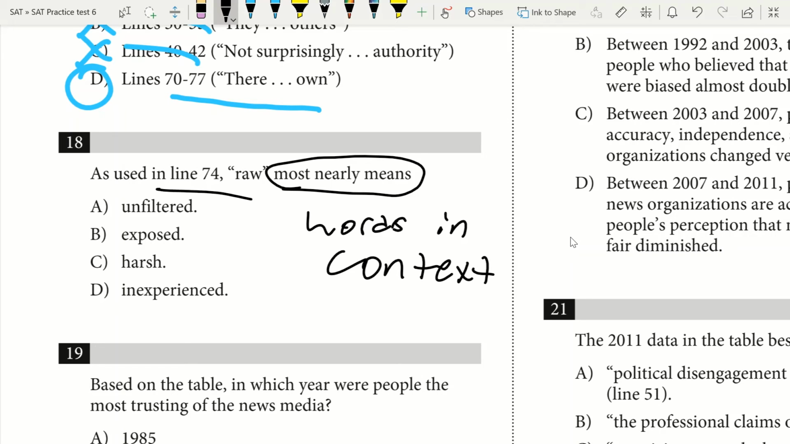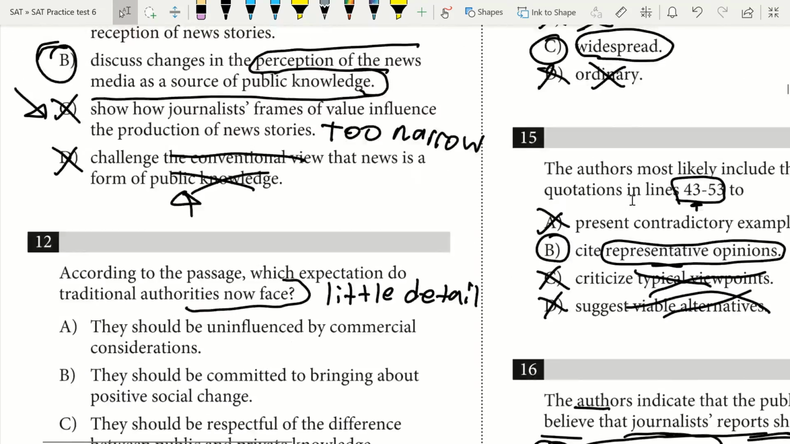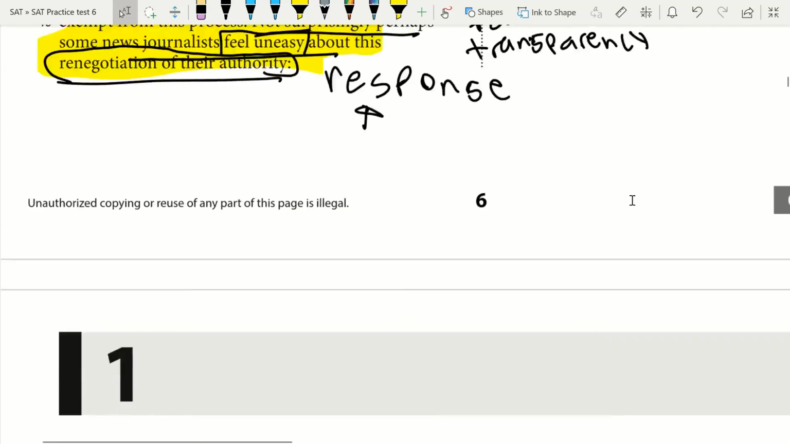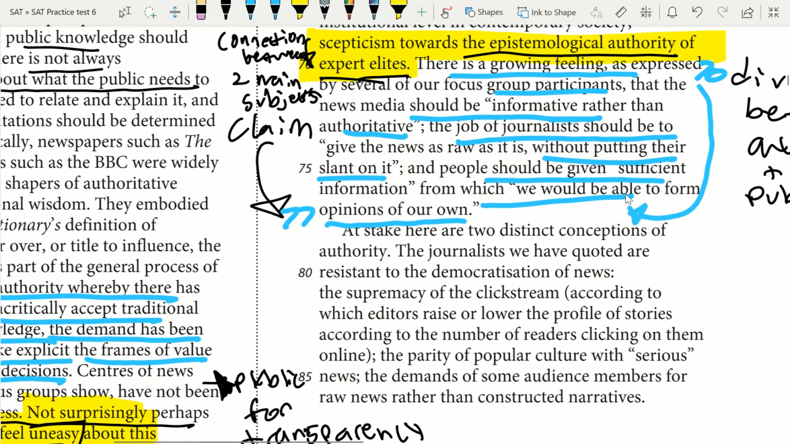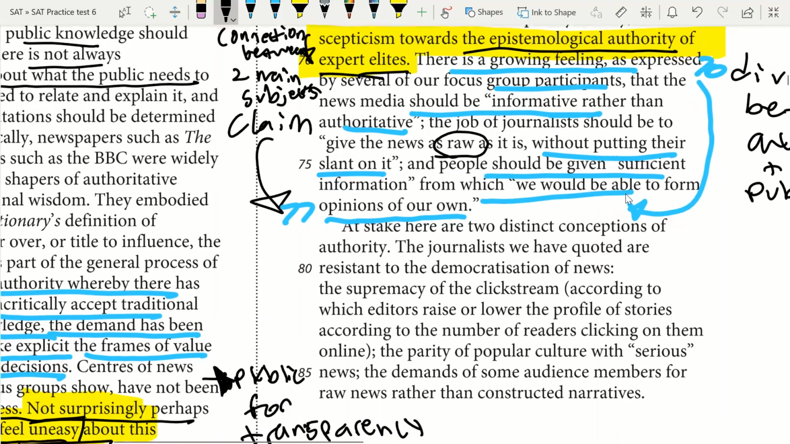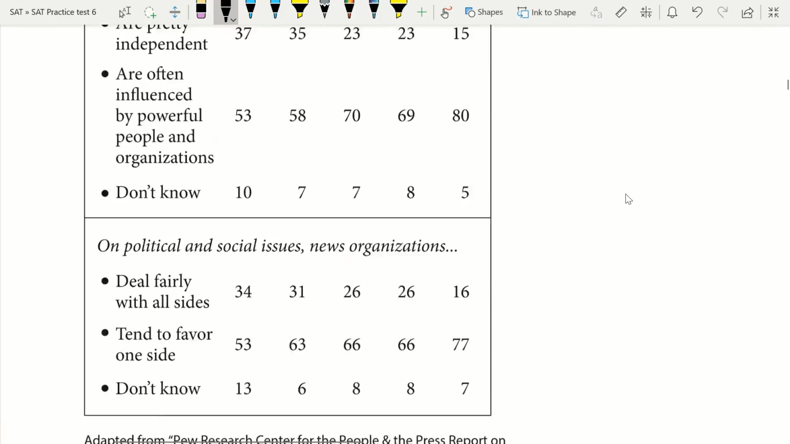So we've got line 74, "raw." We just read through line 74, so we'll go back and come up with our own answer choice for what raw should mean. Journalists should be able to give the news as raw as it is, or as unfiltered. Unfiltered is pretty much the only answer choice that jumps to the top of my head here: giving the news as unfiltered as it is, as complete as it is. So unfiltered would be my number one choice. If not, then I would say complete, if that's an answer choice.